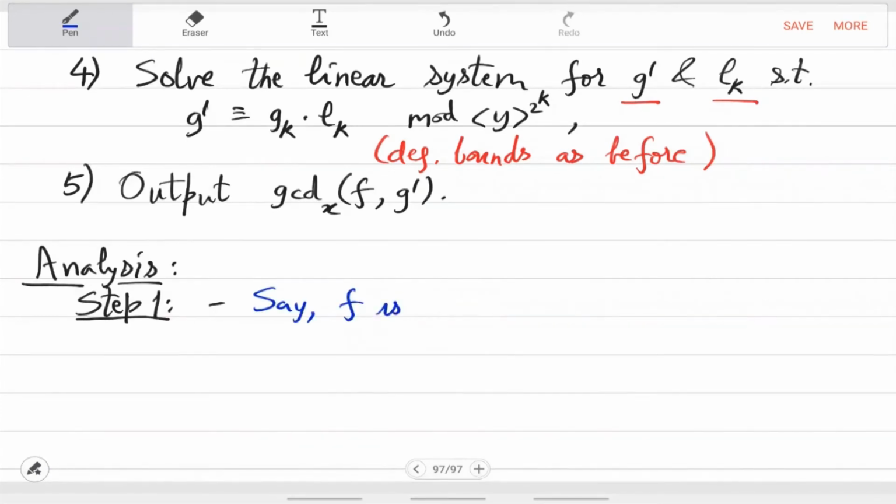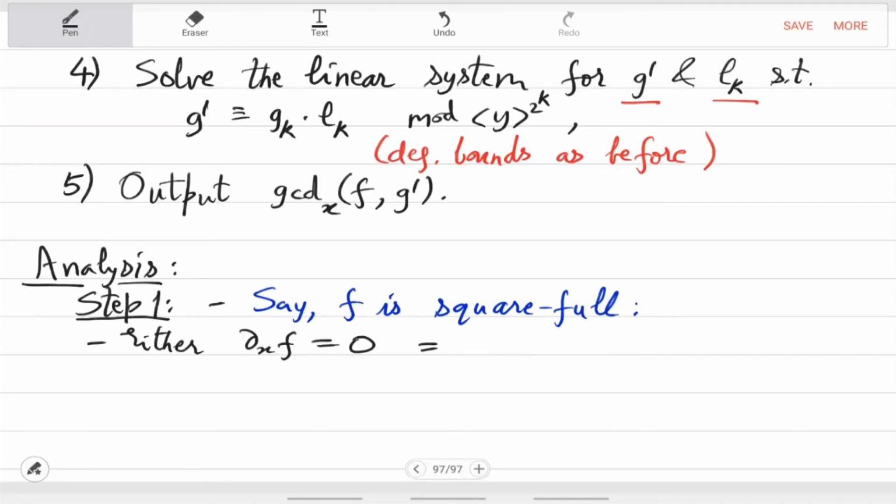So in step 1, say either f is square full, that's one case. The other case is f is square free, but at y equal to 0 it is square full. So if f is square full, then there are these simple cases. Either the derivative of f vanishes. If it vanishes, then it means that f is equal to some g of x to the p comma y, and the characteristic is p, where p is a prime.